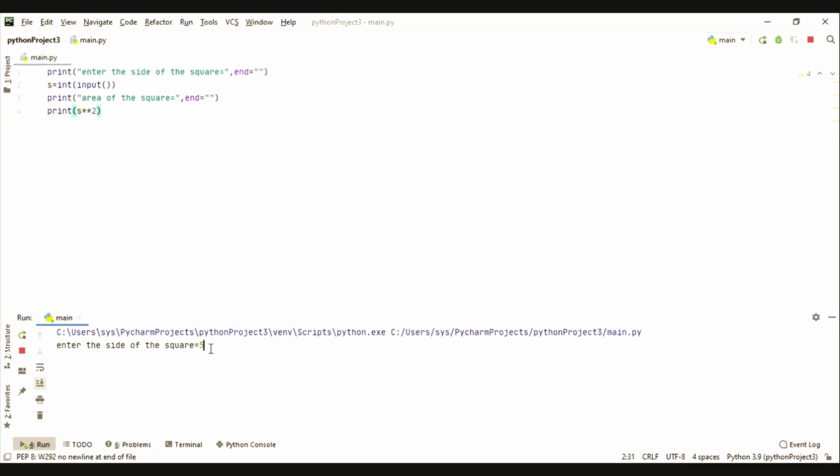See now what happens. So that just told us area of the square equal to 25, which means s into s. Here what is s? It's 5. What is 5 into 5? Which means 25. So this program is perfect. See, area of the square equal to 25. So this is our program to find the area of the square.